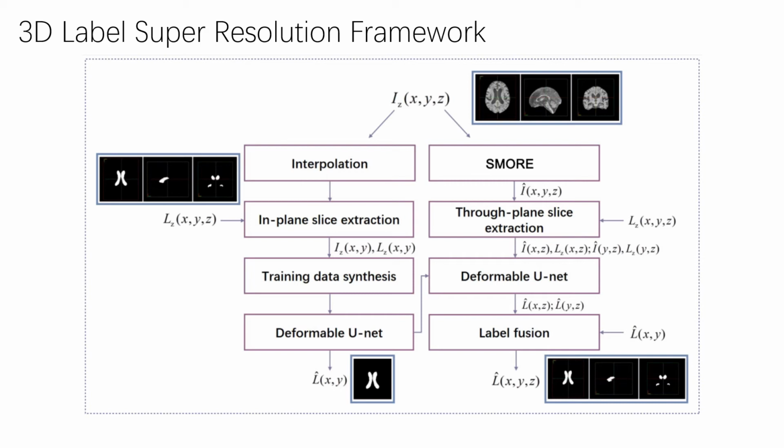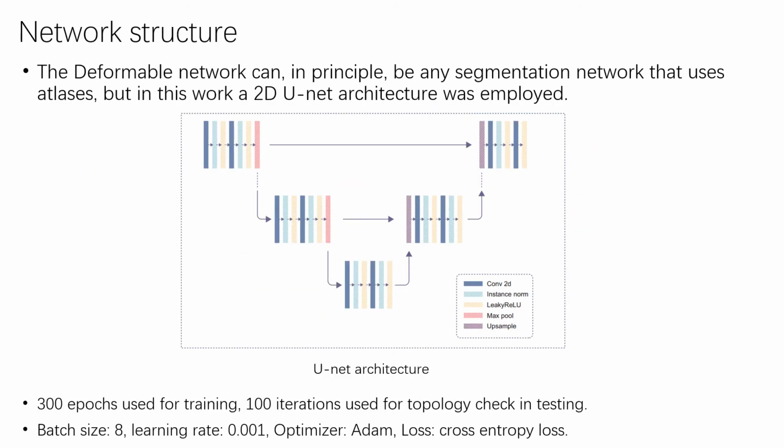After all, we use the label fusion method to combine all the 3 plane label slices and get a reconstructed label. As for the network structure, the deformable network can be any segmentation network that uses atlases, but in this work, a 2D U-net architecture was employed.